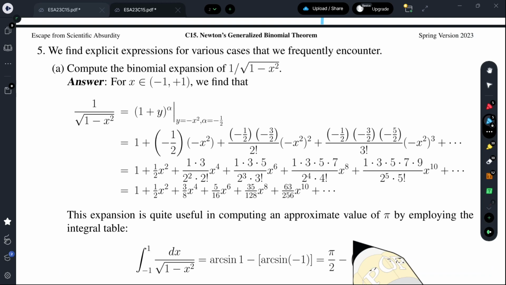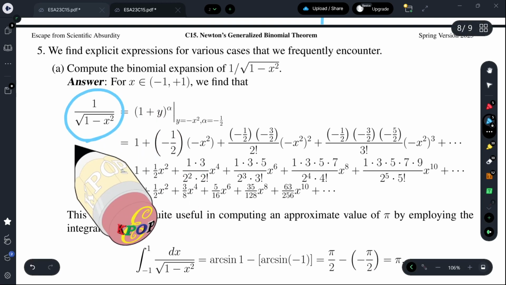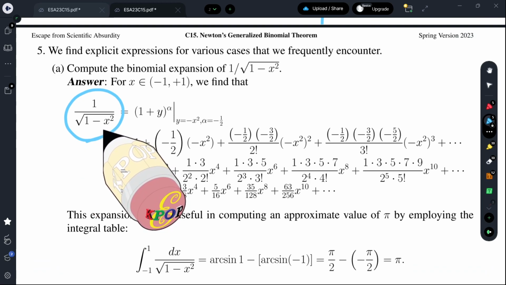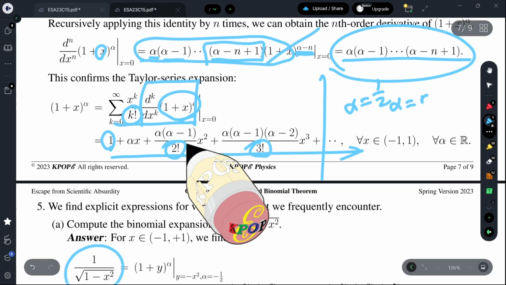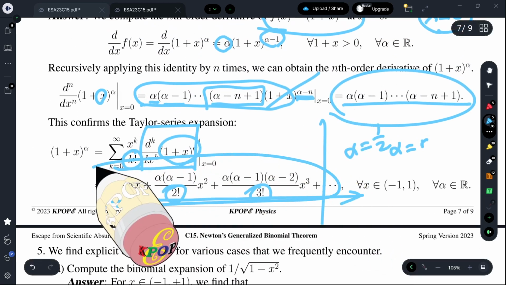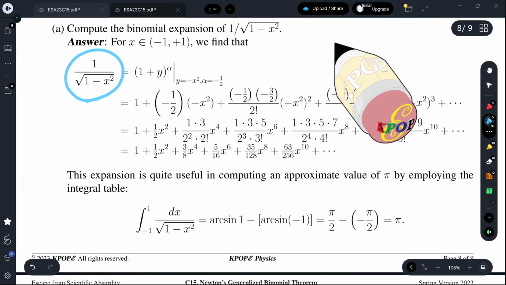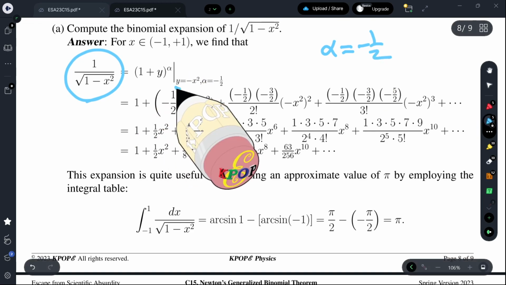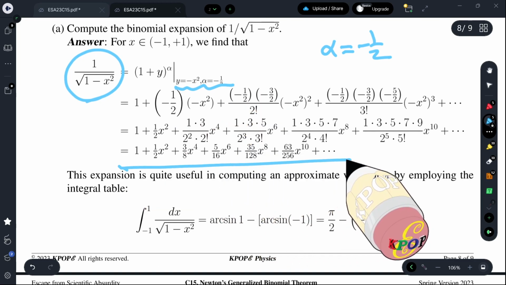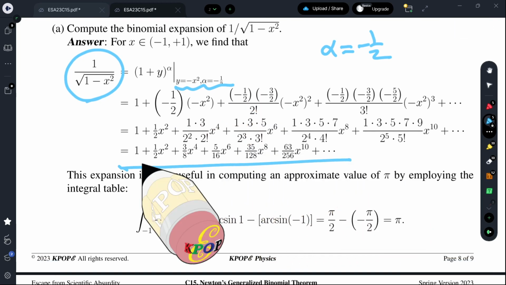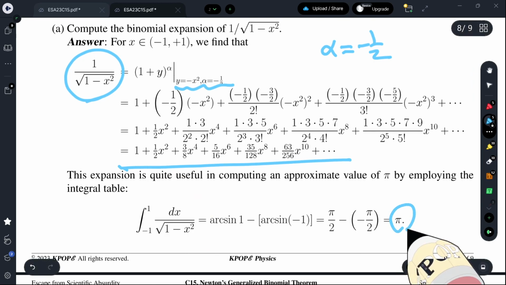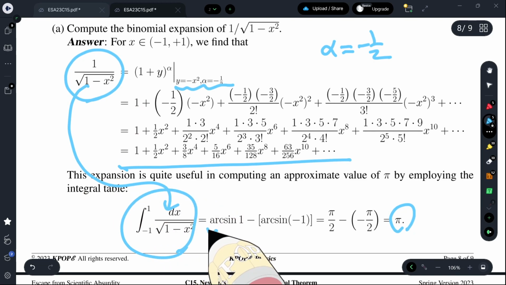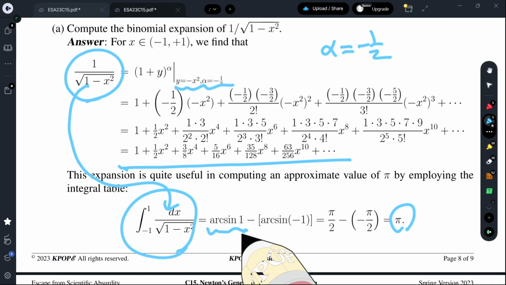Application of this can be made for the evaluation of this kind of form when the absolute value of x is less than 1. Using the binomial expansion formula, we can substitute alpha equals minus 1 half, and here y equals minus x squared. Then we arrive at this kind of form. This one can be used to evaluate pi because this integral is nothing but the arc sine, that is the inverse function of sine.